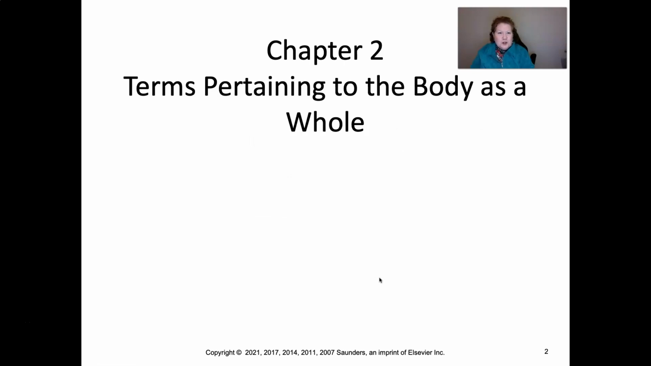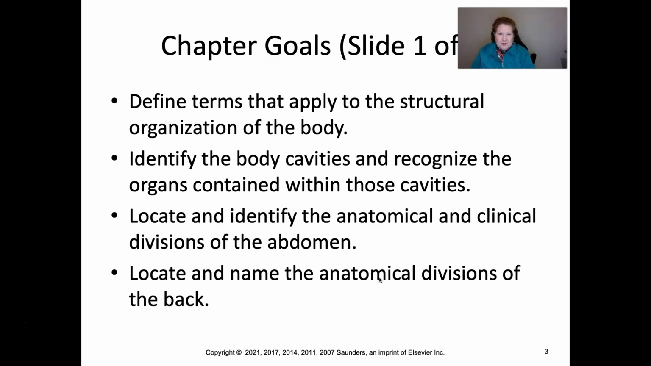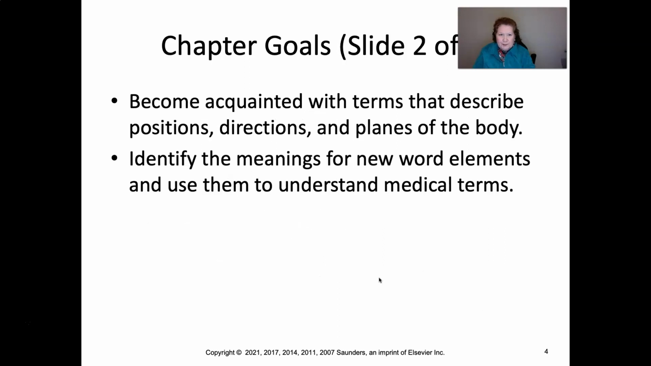We are on terms pertaining to the body as a whole. We have lots of slides to get through, so I'm going to move through these much more quickly than I did with Chapter 1. Our chapter goals for this one are to define the terms that apply to the structural organization of the body, identify the body cavities and recognize the organs contained within those cavities, locate and identify the anatomical and clinical divisions of the abdomen, and locate and name the anatomical divisions of the back. We also want to become acquainted with terms that describe positions, directions, and planes of the body, identify the meanings for new word elements, and use them to understand medical terms.